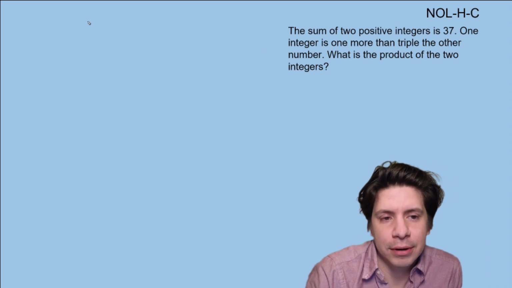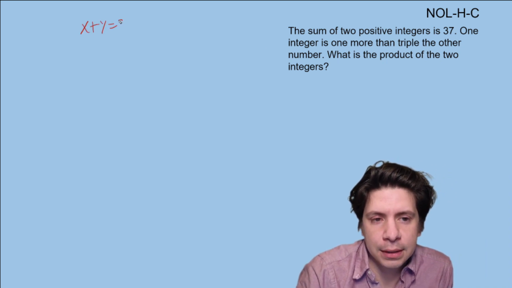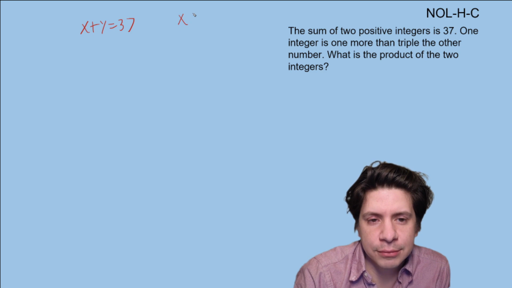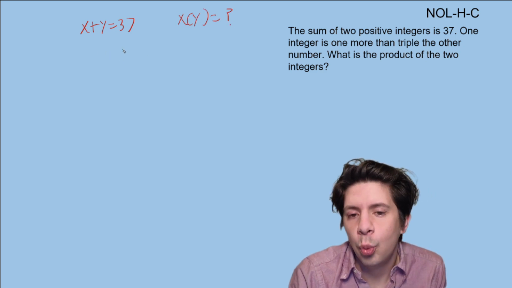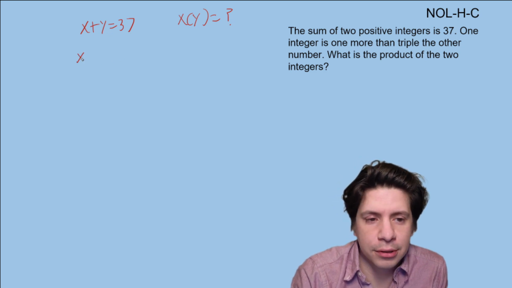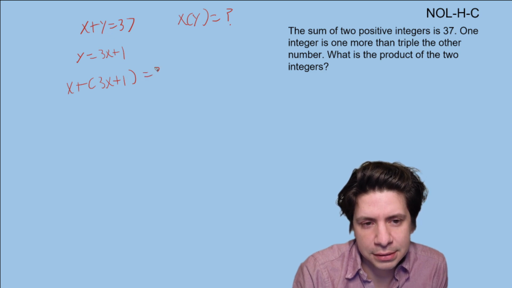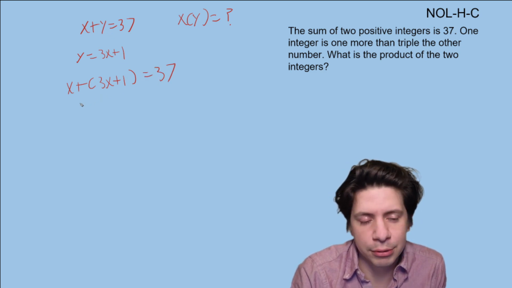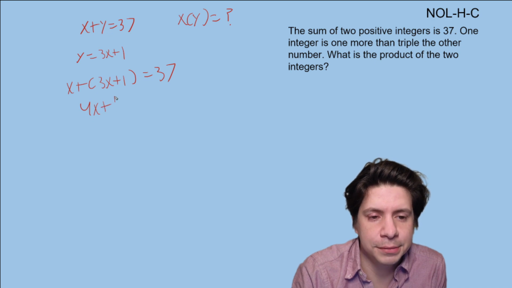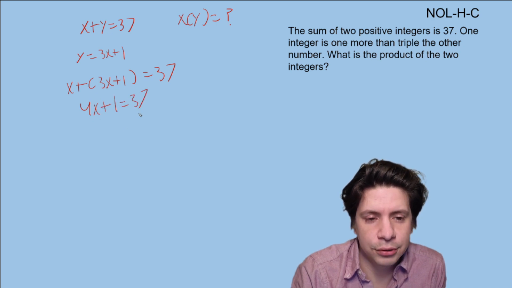So this one, right, the sum x plus y equals 37, and we're looking for x times y equals question mark, right? So one integer is one more than triple the other number. So y equals 3x plus 1. And now we can plug that in, right? We're going to get x plus (3x plus 1). We don't really need the parentheses here, but it's good practice whenever you're plugging in to plug in the whole thing with parentheses around it. And you're going to get 4x plus 1 equals 37. When you subtract 1, you're going to get 4x equals 36. And when you divide by 4, you're going to get x equals 9.